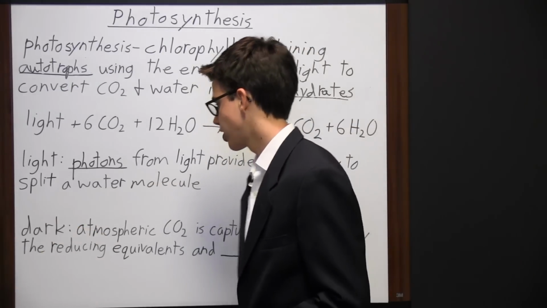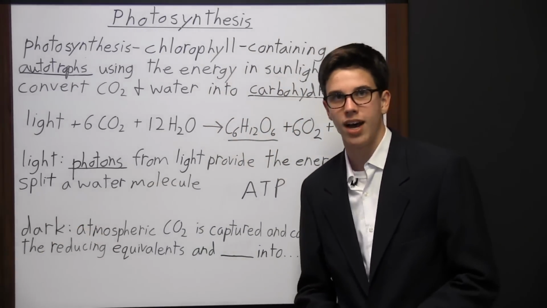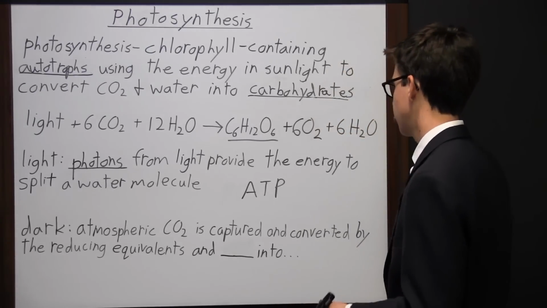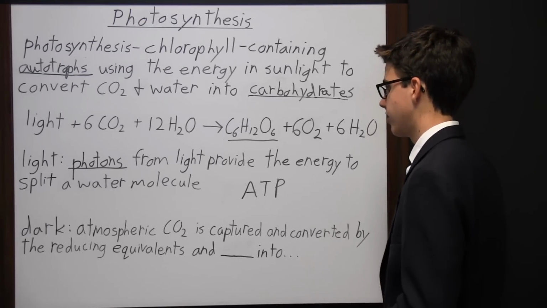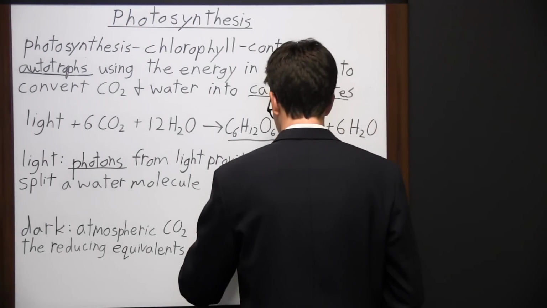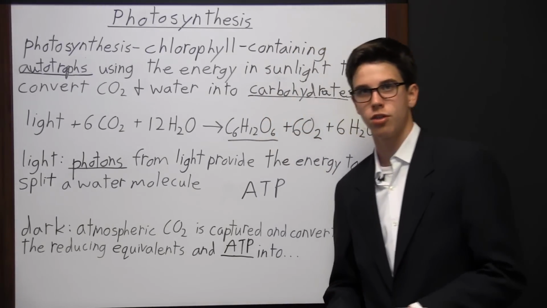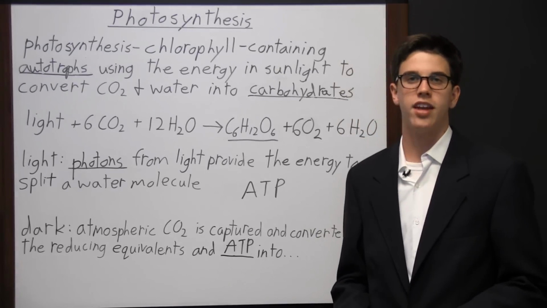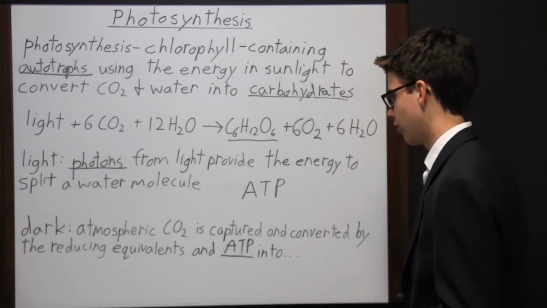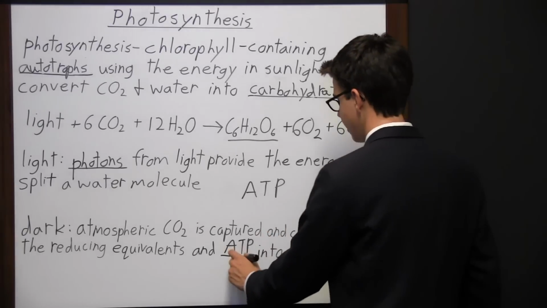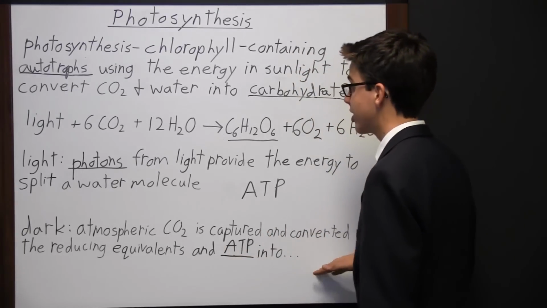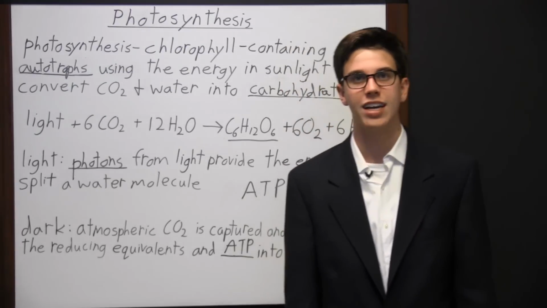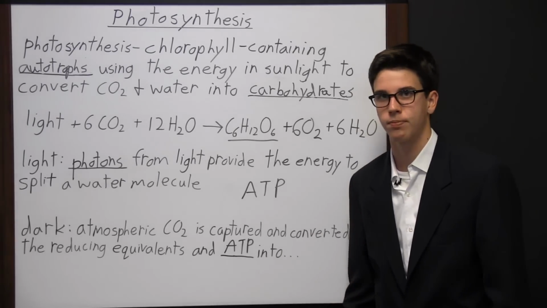And then we have the dark reaction, which we can also describe as the Calvin-Benson cycle. And here, atmospheric carbon dioxide is captured and converted by the reducing equivalents and ATP into first 3 carbon sugars, and then later converted into 6 carbon sugar phosphates, and then into sucrose, starch, and cellulose. So notice here that ATP is used. It's produced in the light reaction, but it's used in the dark reaction. So these 2 reactions are not mutually exclusive. They are dependent on each other.